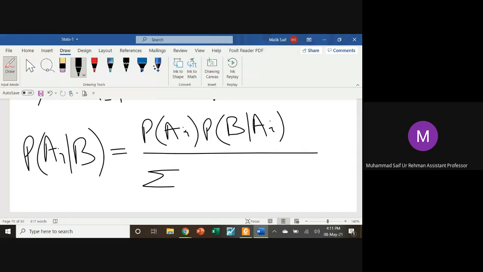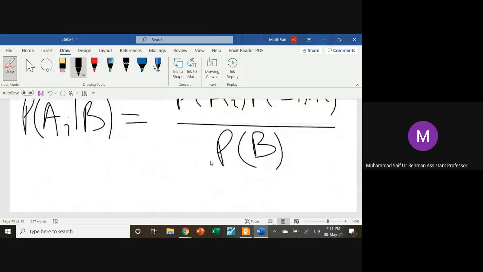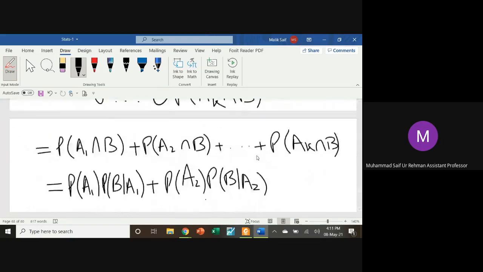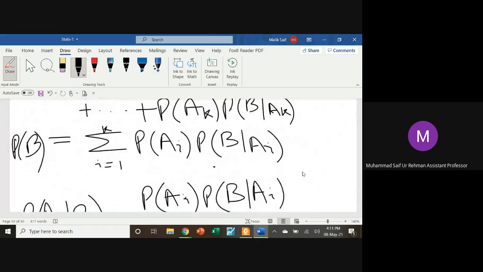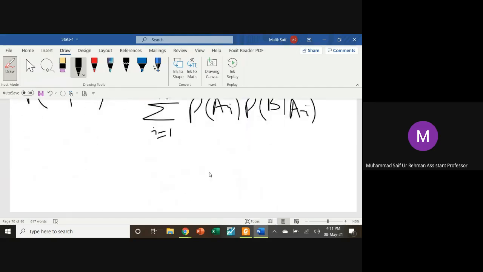So instead of writing B that I have written here at this point, this probability of B is equal to, I have proved this. So I am simply writing down this, and then summation I from 1 to K, and simply repeat this term: probability of AI, probability of B given AI. So same. So you can see from here, this is the proof of the Bayes formula.